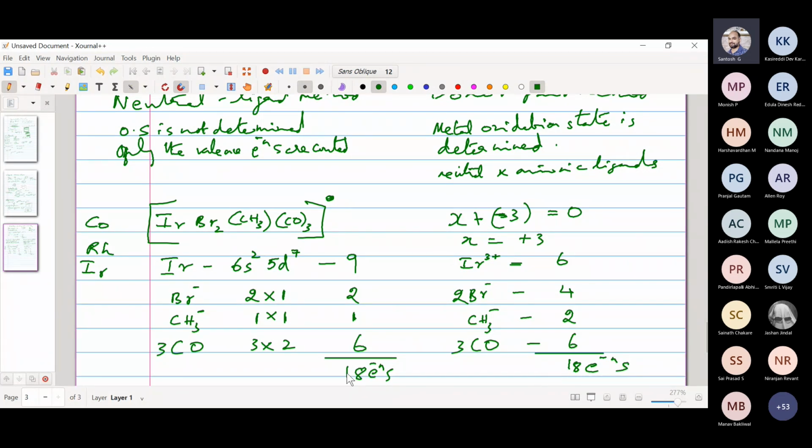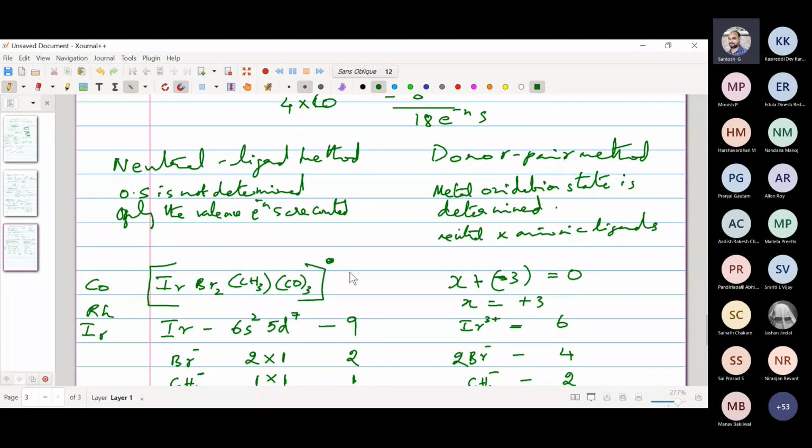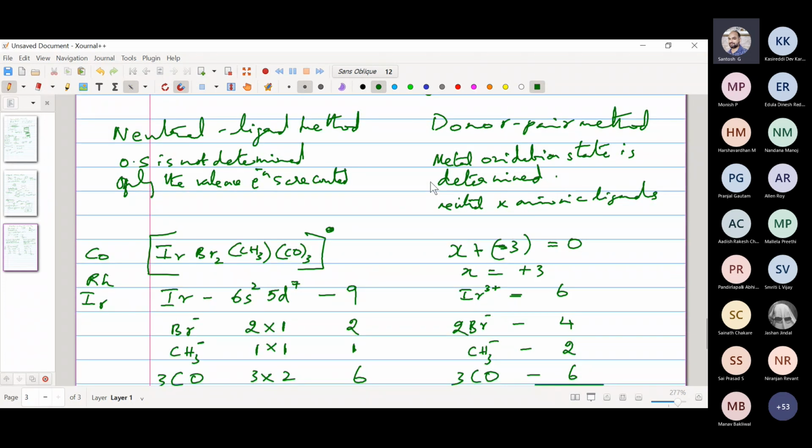So, what do I see in this method? We see that d block metals, when they form organometallic complexes, tend to have 18 valence electrons that can be counted by either the neutral ligand method or the donor pair method. What's the difference between these two methods? Let me summarize one more time.